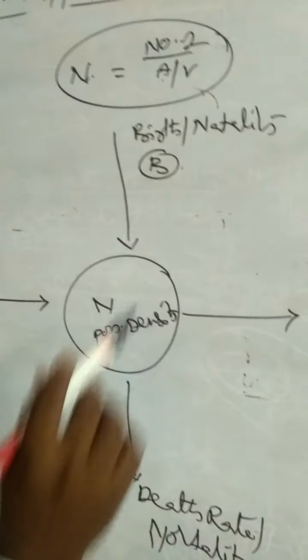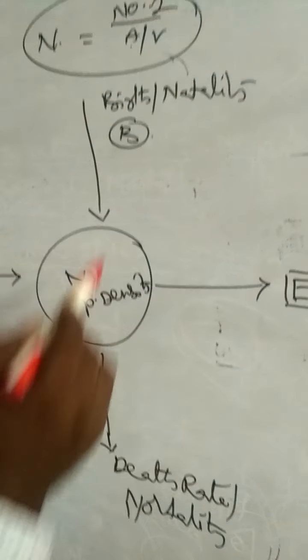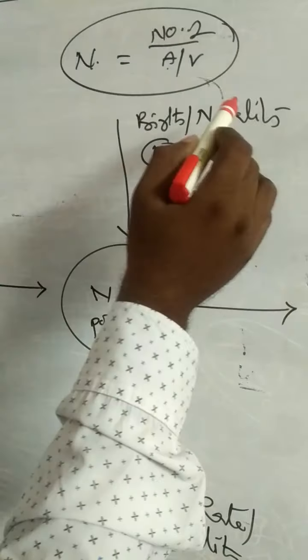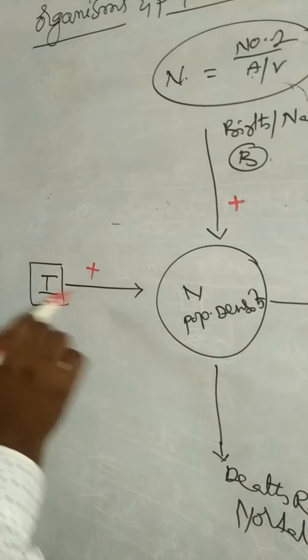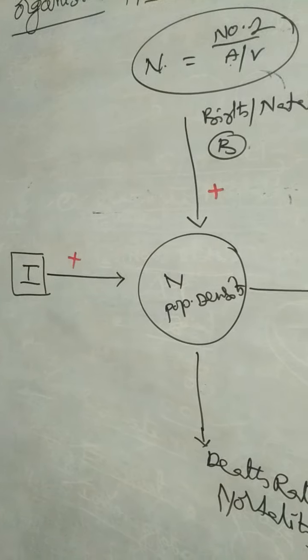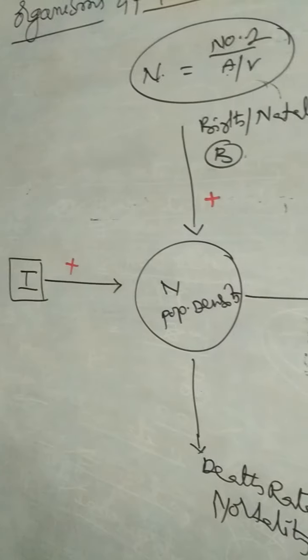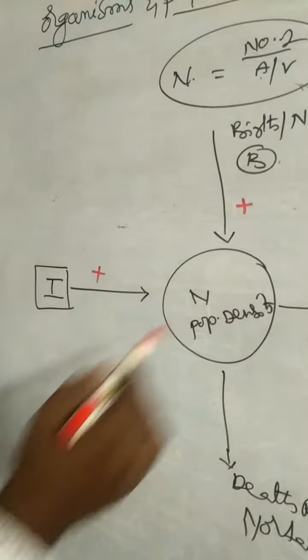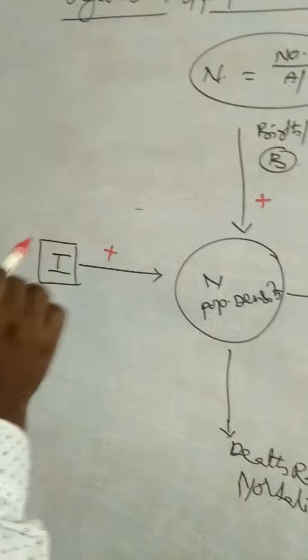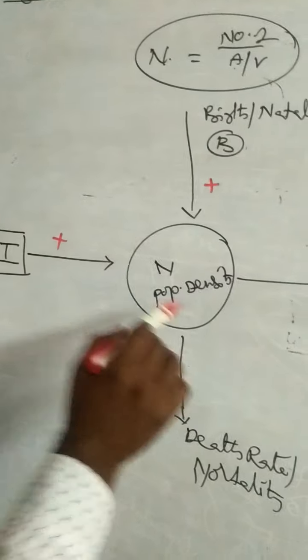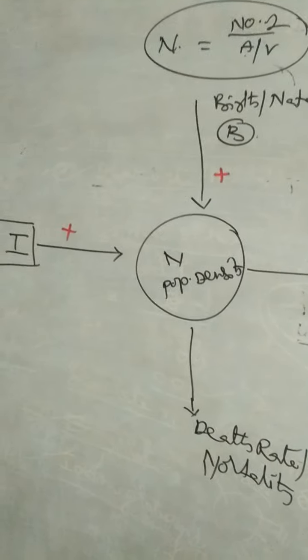If the birth rate increases, the size of the population or population density also increases. So birth rate or natality is directly proportional to population density. If immigration increases, that is, individuals of the same species enter into the population, the size of the population also increases. So birth rate and immigration are directly proportional to population density.